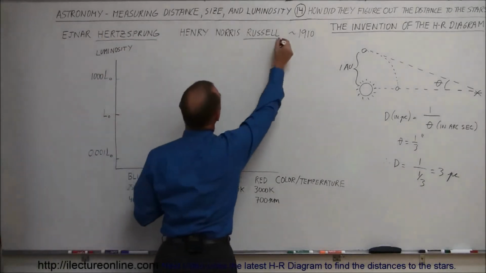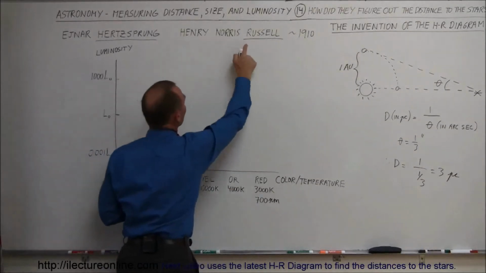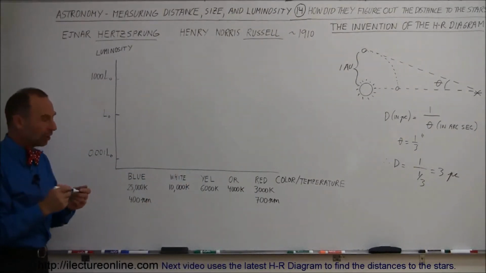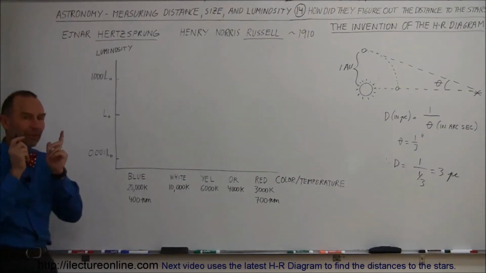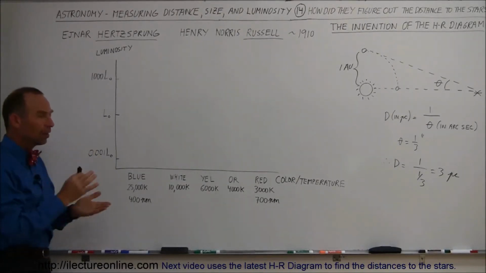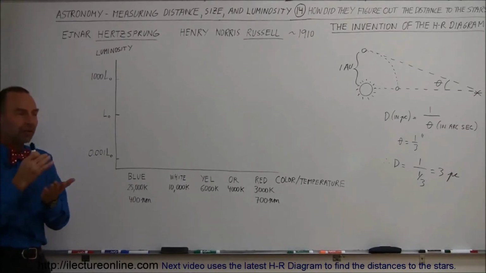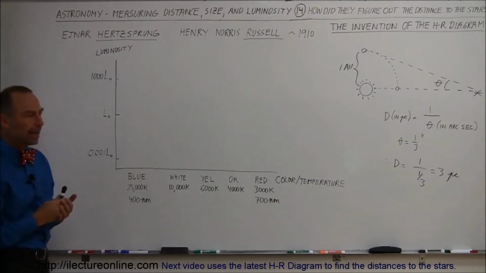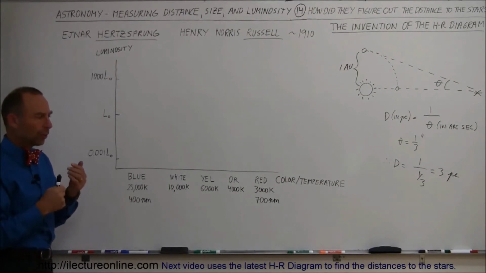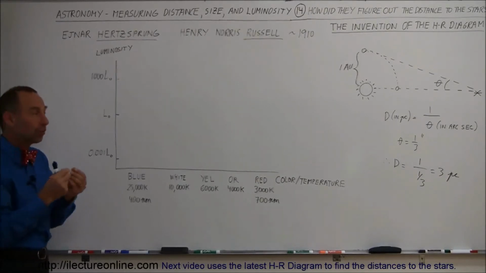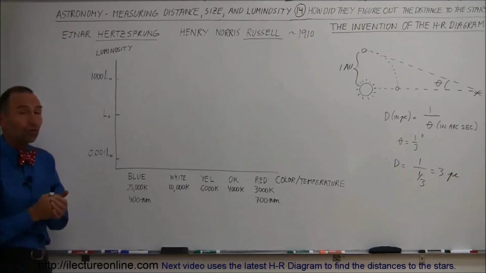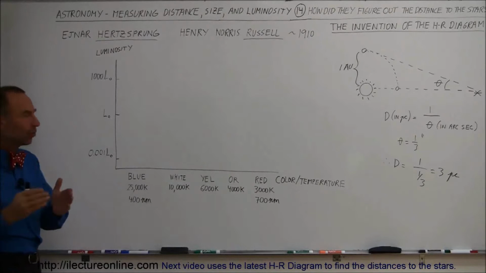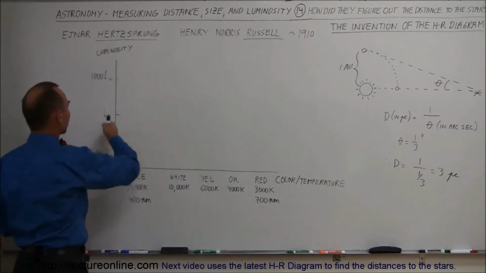Hertzsprung and Russell. Hertzsprung was a Danish astronomer, Russell was an American astronomer, and independently, they probably didn't know from one another that they were doing this, they began to come up with this idea to try and plot the actual luminosity, the actual brightness of stars with respect to their color. And also, they were able to figure out the actual brightness of the stars by measuring the distance using the angle of parallax.